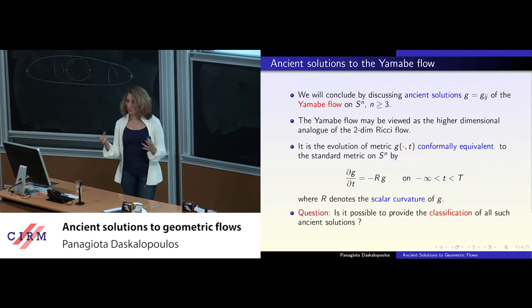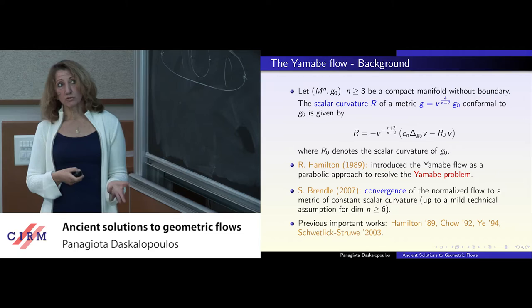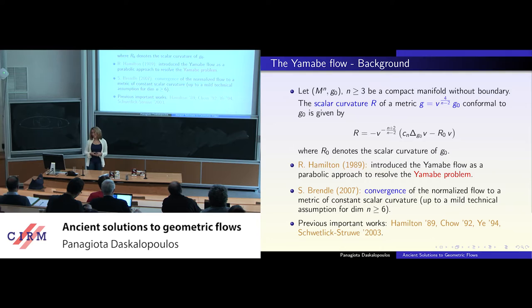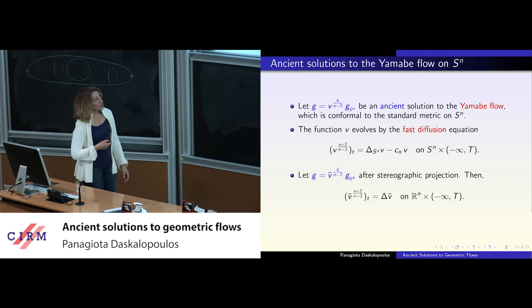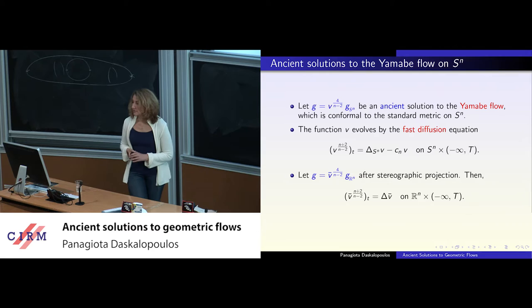So this problem, the resolution of the Yamabe problem using the Yamabe flow, was done by Simon Brendle, and there were previous important works by Hamilton, Chow, Ye, and Schwetlick and Struwe. Brendle assumes a technical assumption in higher dimensions, but nevertheless most of the cases are covered. So what I would like again is to look at the Yamabe flow on the sphere and try to understand ancient solutions.